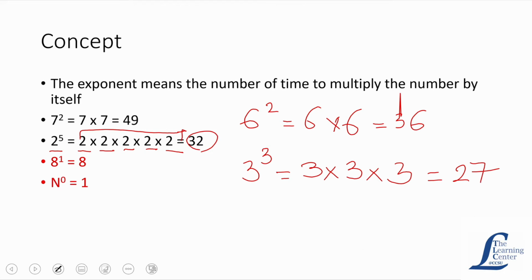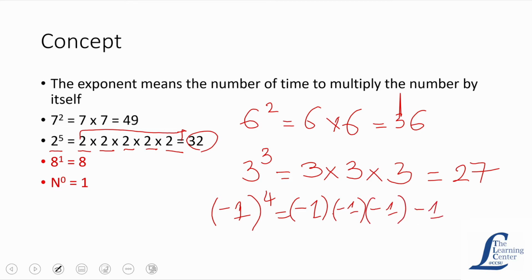How about -1 to the fourth? -1 multiplied by itself 4 times. So that would be -1 multiplied by -1 2 times, and then 3 times, and then 4 times. So -1 times -1, and negative times a negative is a positive, and 1 times 1 is 1. And then the second group, negative times negative, is going to be positive. So 1 times 1 is again 1. So that would be +1. So we have 1 times 1, so that would be 1.